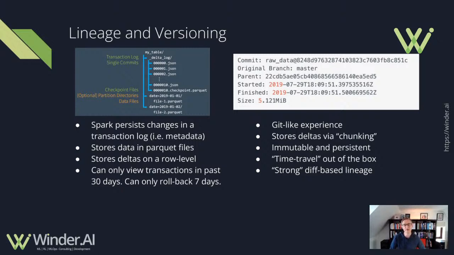So obviously you get time travel out of the box. You can go forwards or backwards to previous versions, but you also get useful Git-like workflows like branching as well. That can be really useful when it comes to data. And one of the most important differences here is that because the commits are stored in this diff-like manner, that makes the lineage really strong.